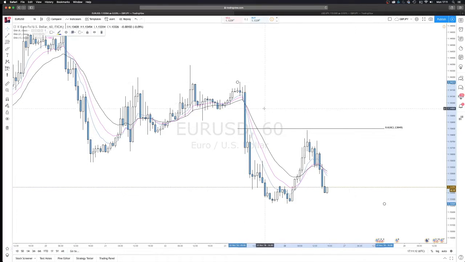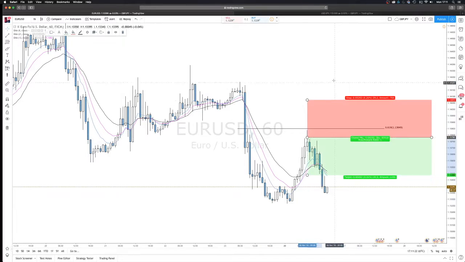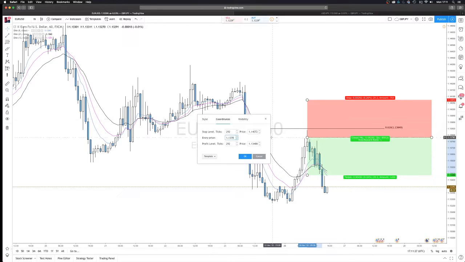So we got near the 618, and the trade itself, I entered at 113,739, which was here. So that was my entry. This trade also had a 25 pip stop, which I've since moved to break even. So this one's risk free as well.